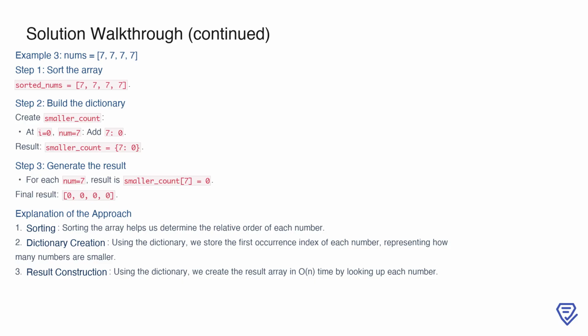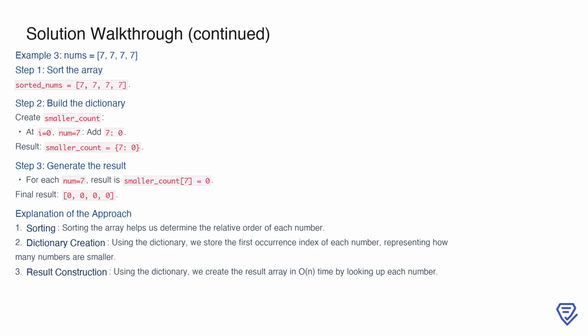To handle this, we build the dictionary smaller_count by iterating through the sorted array. At index 0, the number is 7, so we add (7, 0) to the dictionary. Since all subsequent numbers are duplicates, we don't add anything further. The dictionary is simply smaller_count = {7: 0}.